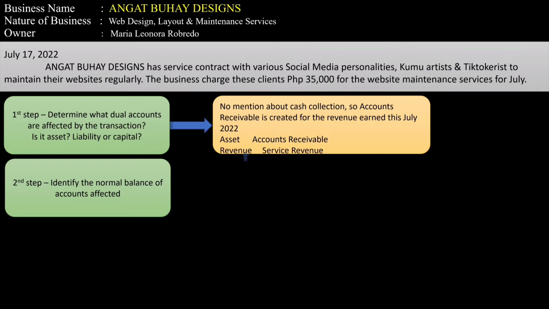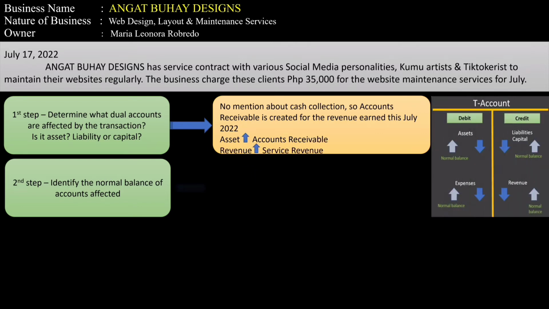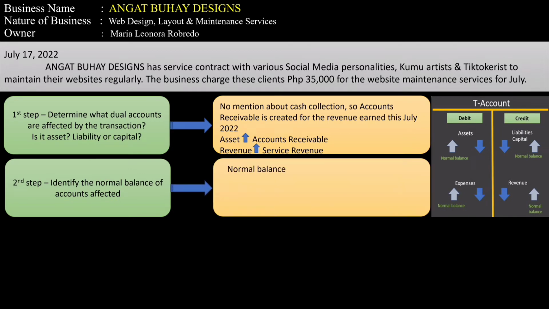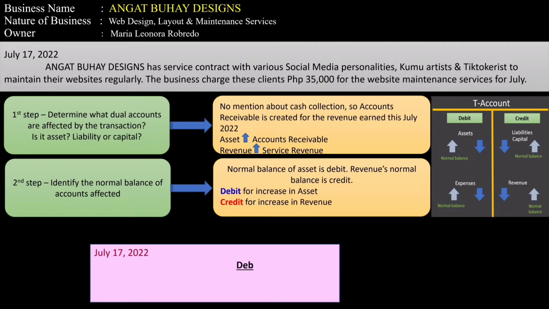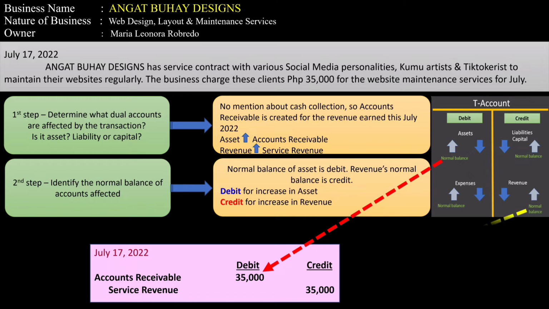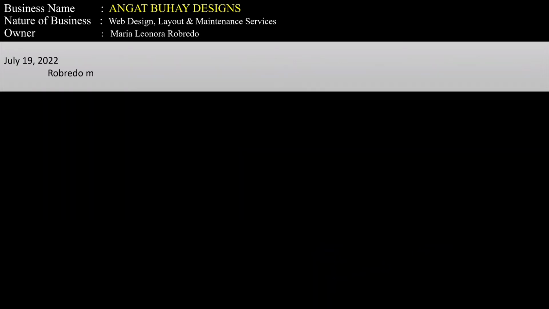Then, here, no mention about cash collection. If there's no cash collection, we will debit it to accounts receivable. Why debit? Because there's an increase in asset, accounts receivable. So, what is the corresponding credit? Revenue. But what is the normal balance of revenue? The normal balance of revenue is credit. So, if we have accounts receivable debit of 35,000 pesos, it will be balanced by service revenue, same amount.